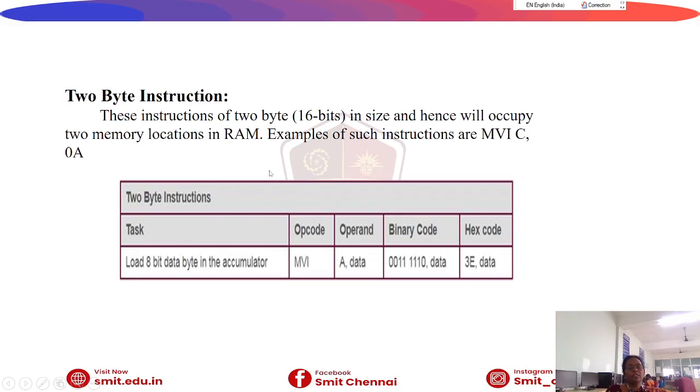And now the 2-byte instruction. These instructions are 2 bytes in size, means they occupy 2 memory locations in RAM. For example, such instructions are MVI C comma 0E. So this is the 2-byte instruction. The task is to load the data byte in the accumulator. So the instruction used is nothing but MVI A and the data.